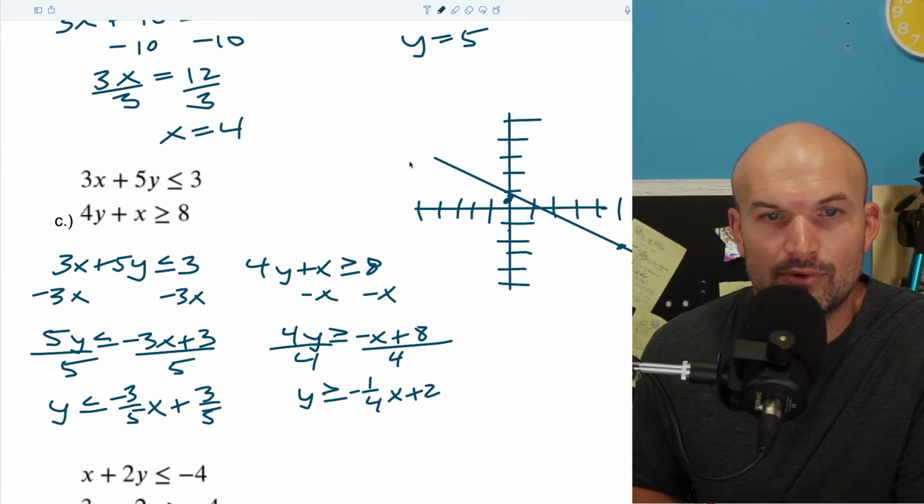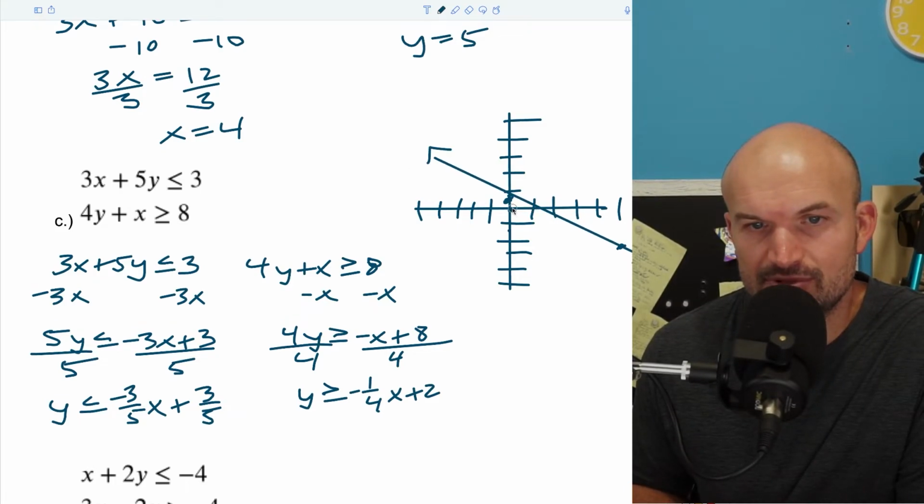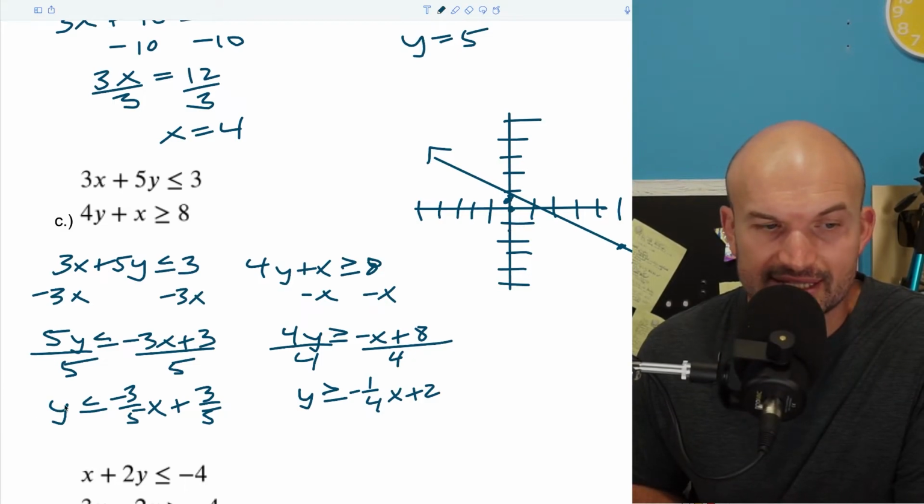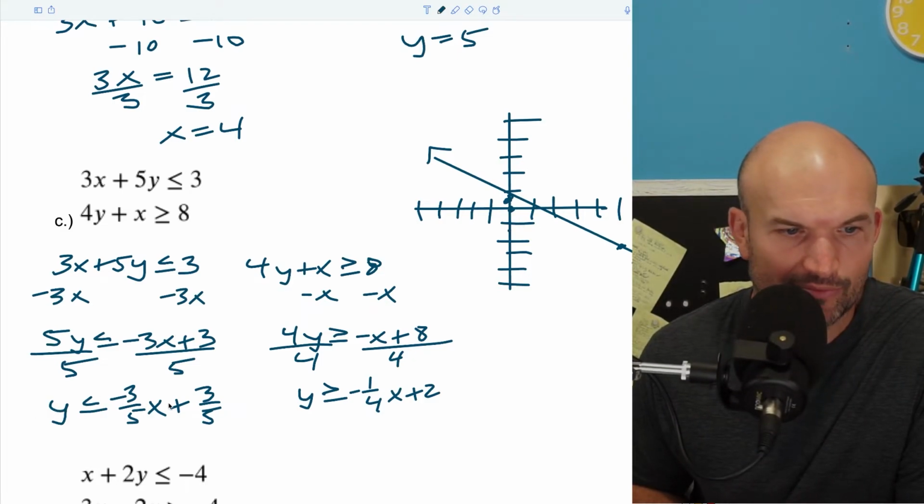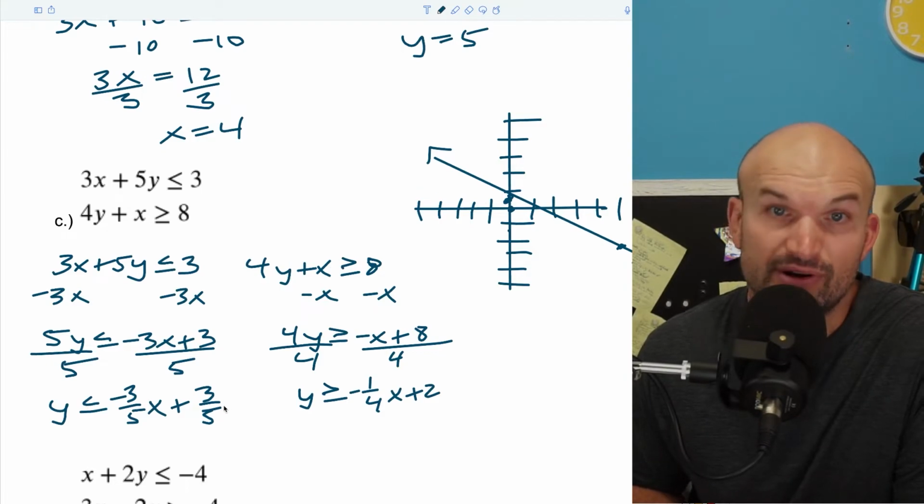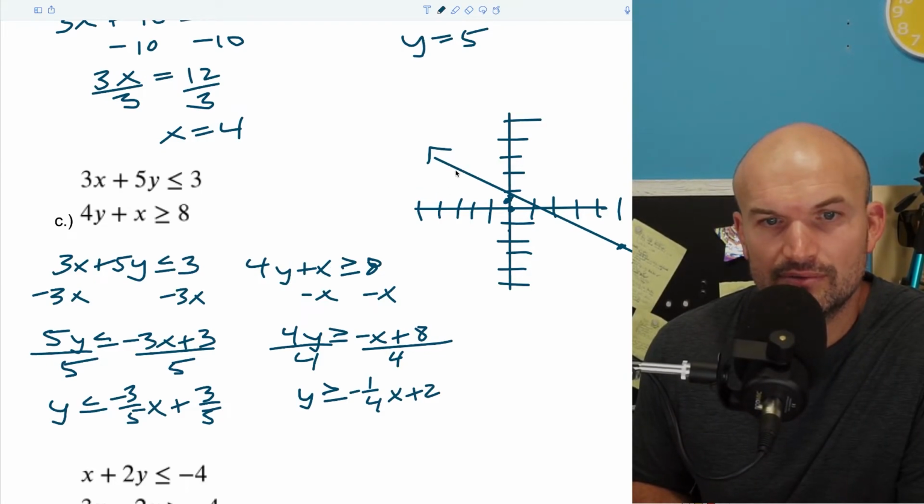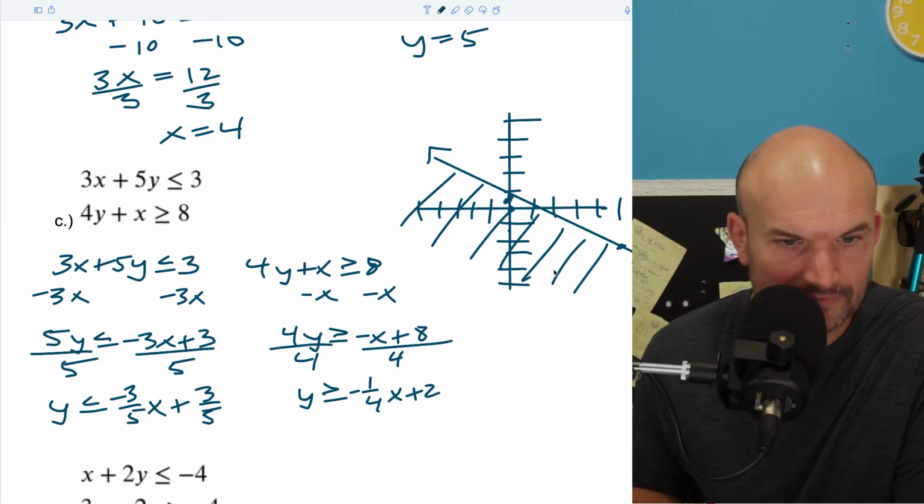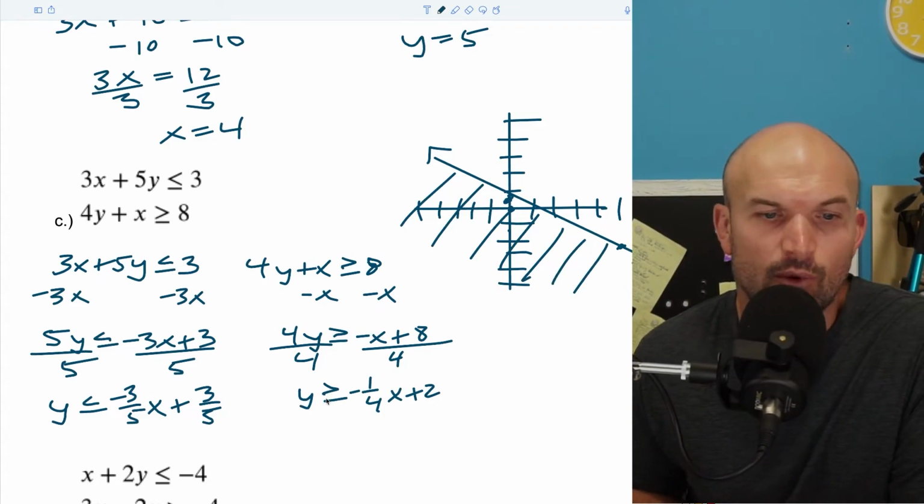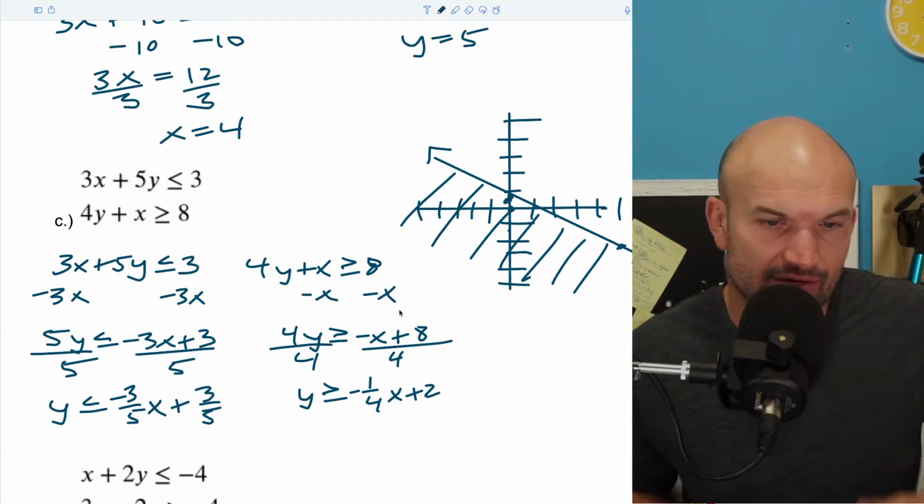All right, and then what we need to do is use a test point. So let's choose 0, 0. Does that work? 0 is less than or equal to 0 plus 3/5. So 0 is less than or equal to 3/5. That is true. So therefore all the points below the boundary line are going to be true. Now let's graph y is greater than or equal to -1/4 x plus 2.